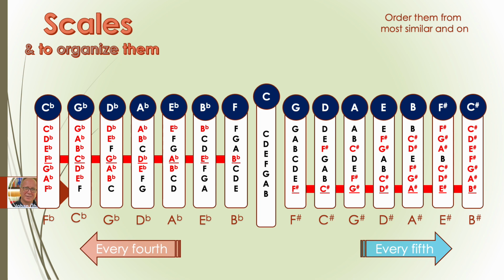And the same phenomenon repeats itself on the left side, where we go every fourth on the flat side. So every new scale there introduces a new flat note, and once a flat note is introduced into the system, going every fourth, it stays flat. Now, all the way to the end there, the C flat major scale, all the notes are flattened. Compare that to the C major, which doesn't even have any flat notes at all.